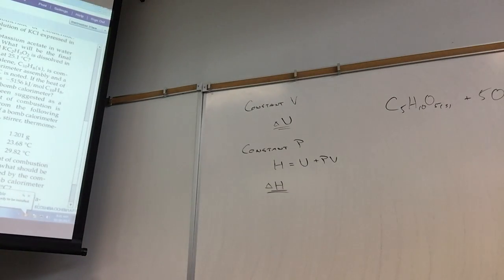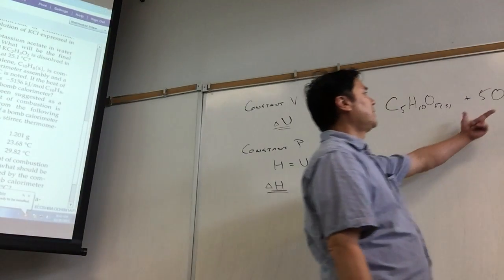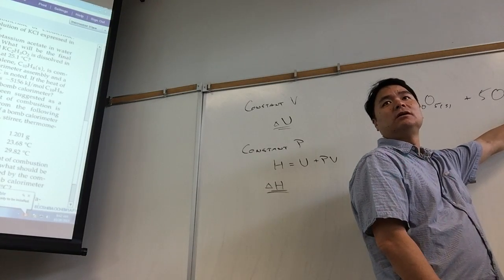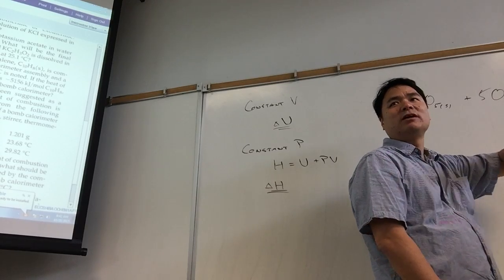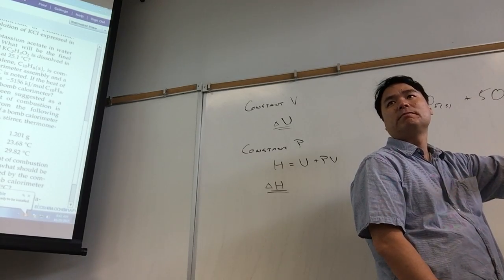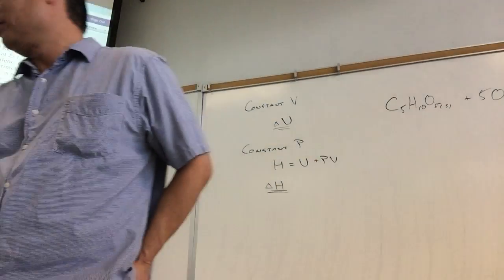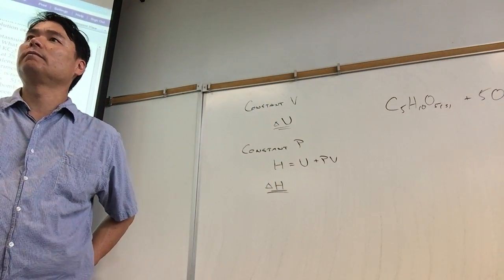One of the things the book does is, if the moles of gas stay the same on both sides, so we have 5 moles of gas here, 5 moles of gas here, then they assume the volume change is negligible. And is that accurate? No, it's not totally accurate, but is it a good approximation?